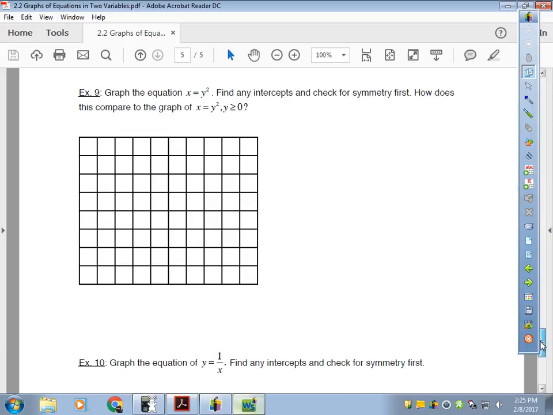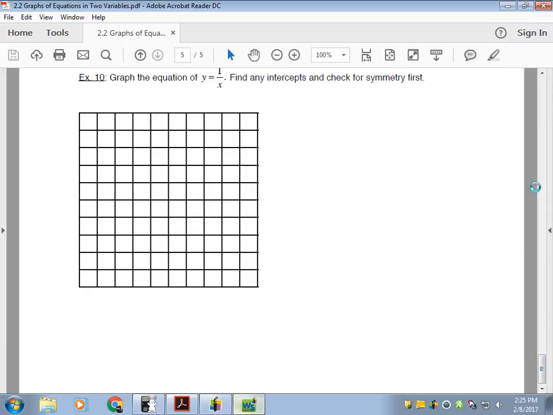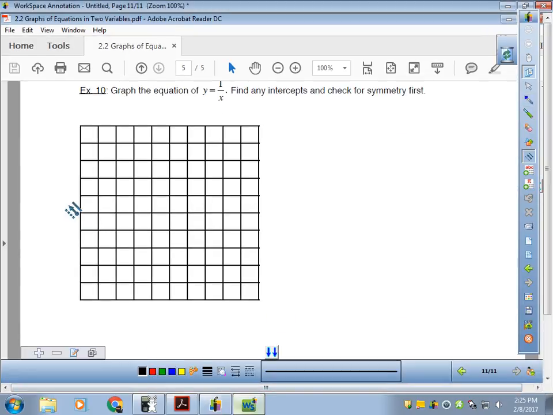All right, last example for this section of notes. And I'm going to come in here and draw my axis lines first. So we're asked in this example to graph the equation y equals 1 over x, and to find any intercepts and check for symmetry first. So I'm still writing in blue, so let me switch back to black. So I want to look for x-intercepts first. To find x-intercepts, I plug in 0 for y.